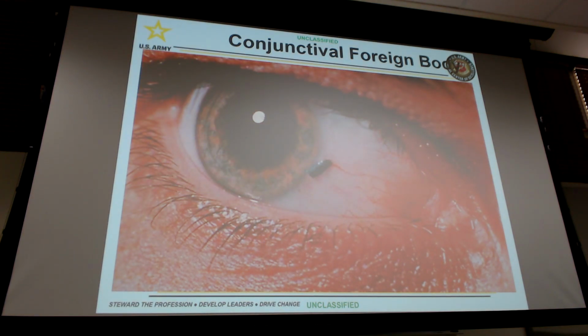Another conjunctival foreign body here. Okay, this is simple. Just take a cotton tipped applicator, numb the patient's eye, moisten the tip of the cotton tipped applicator. I'll usually just moisten it with a Barricaine too, because it's additional anesthetic, and just sweep that right off. Very simple. Don't be afraid to do that.